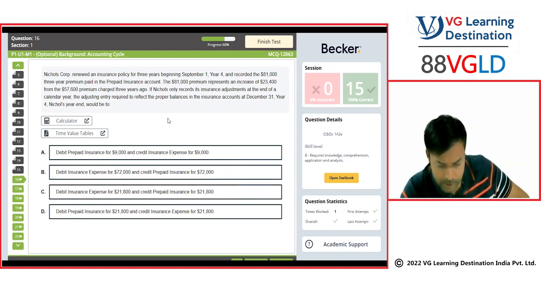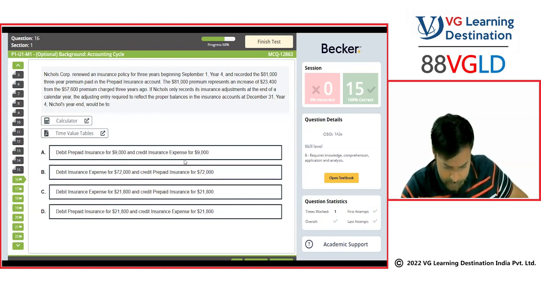Okay. 57,600 is the earlier policy, which is for 3 years. Any other answers, guys? So 57,600. Okay, Manish. You're missing one point, Manish. One small point you're missing here.